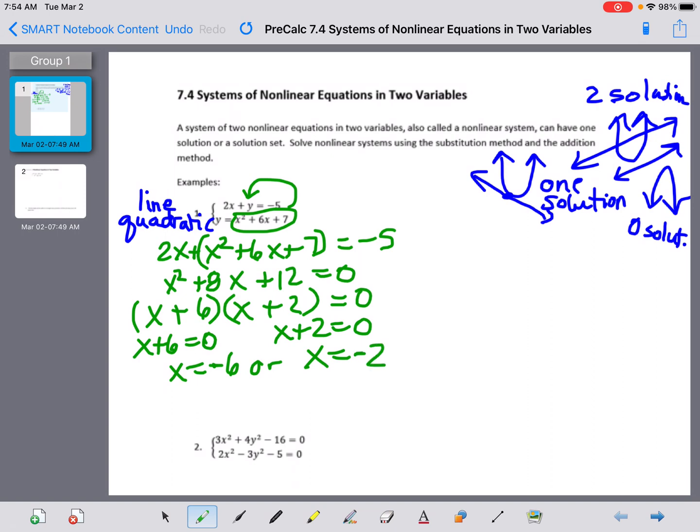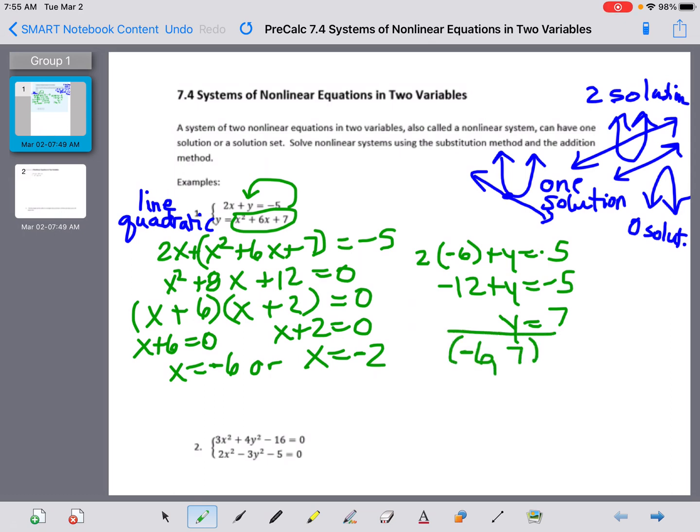Okay, so now that we know that we have two x's that would work here, let's plug them in for the y's. I'm going to take the top equation. 2 times negative 6 plus y equals negative 5. Negative 12 plus y equals negative 5. So y equals, when I add 12 to the other side, y equals 7. So when I plugged in negative 6, I got 7. That's one of my ordered pair solutions.